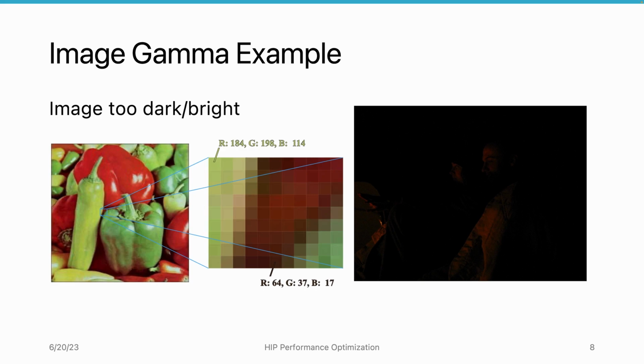For a brighter pixel, we have larger numbers. You see the RGB for this green cell is higher, and for this darker cell, we have numbers that are smaller. Here we have 64, 37, and 17. These numbers are represented in 8-bit unsigned integers, which range from 0 to 255. We can also represent the brightness as a floating point number from 0 to 1, where 1 represents the brightest value.